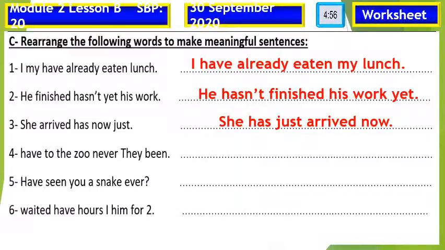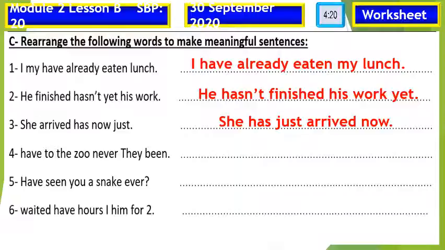Okay, let's continue. Now I want you to rearrange the following words to make a meaningful sentence. Number one, I might have already eaten lunch. So I put the subject at the beginning, then the helping verb, I have, then I put already between the helping verb or auxiliary and the past participle form of the verb. So I have already eaten my lunch. Okay, now I form a complete sentence. Number two, he finished hasn't yet his work. He hasn't finished his work yet, with yet at the end of the sentence.